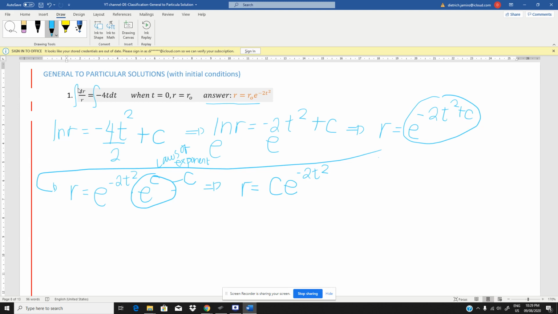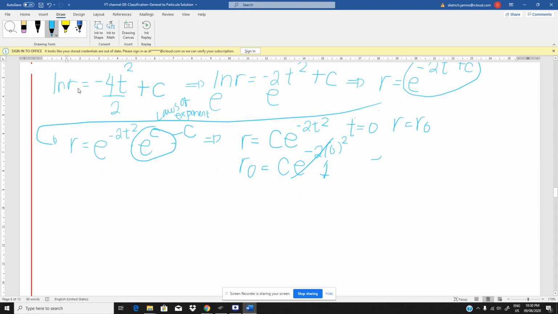So we have the initial condition that t is equal to 0 and r is equal to r sub o. I'll just substitute 0 to t and r sub o to r. So we will have r sub o is equal to C times exponential of negative 2 times 0 squared. This part will become 1 because e raised to 0 is equivalent to 1. So we will have r sub o is equal to C times 1. Therefore, the value of r sub o is equal to C.